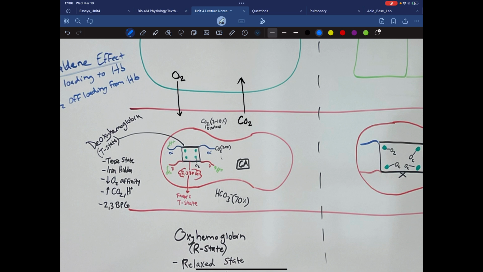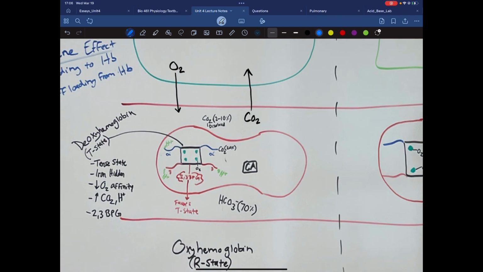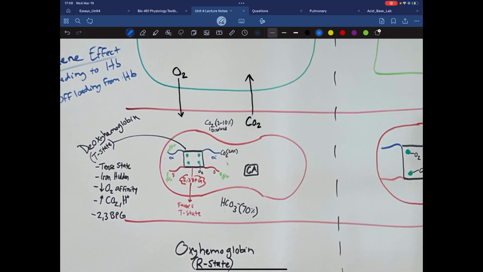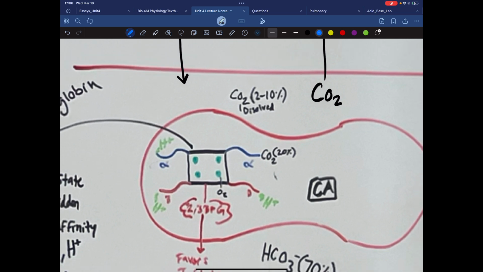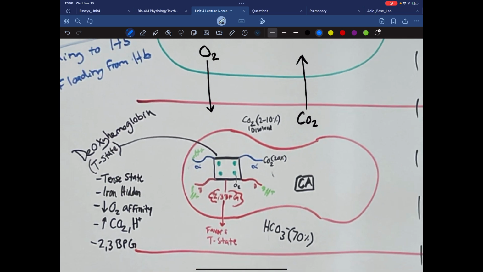So oxygen, even though it's not really invited to come onto the hemoglobin, there's still one on there, but since there's such a high concentration, it's going to make its way onto one of these O2s. And I already drew one right there. I'll draw it again.